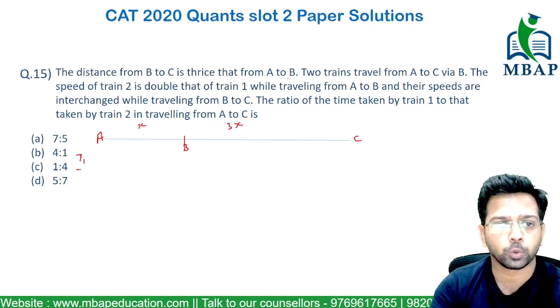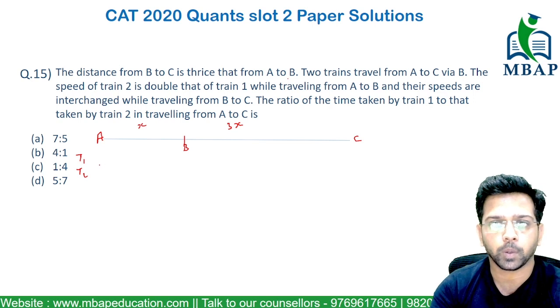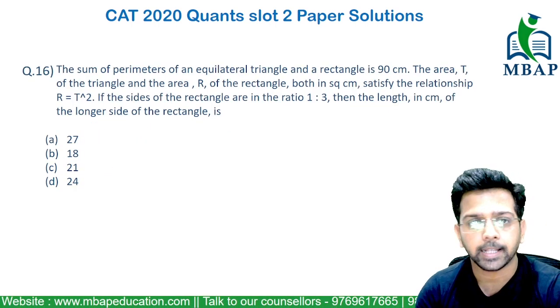Now they're saying there are 2 trains, T1 and T2. Okay. The original ratio of T1 and T2 from A to B. So T2. Let's have a look at the next question.